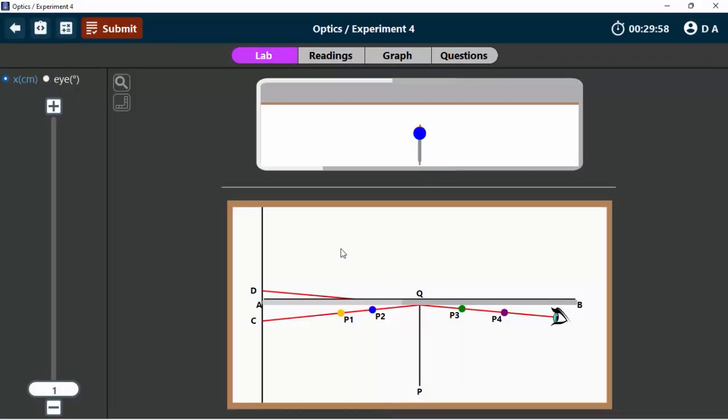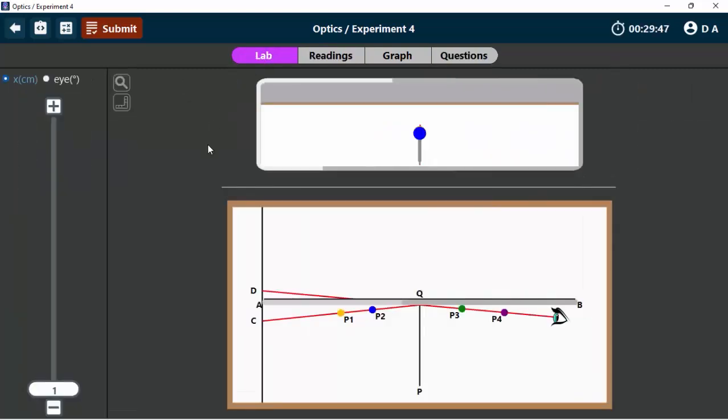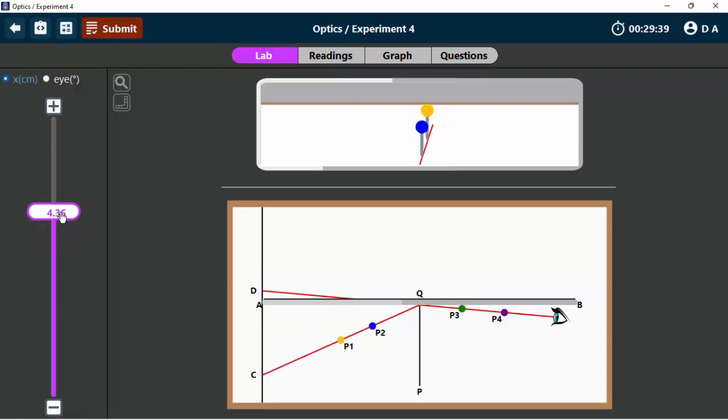So this is the laboratory, the virtual lab environment, and we are going to start our readings from making x to be 1 and up to 5. So how do you change the value of x? You change the value of x by ensuring that x is highlighted and moving the slider. If you move the slider, the value of c varies in accordance with the value of x. So AC is equal to x.